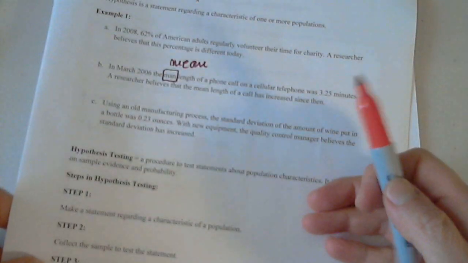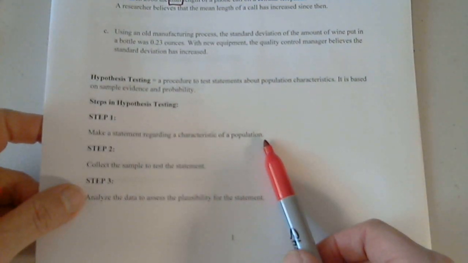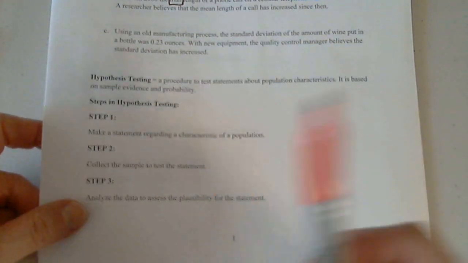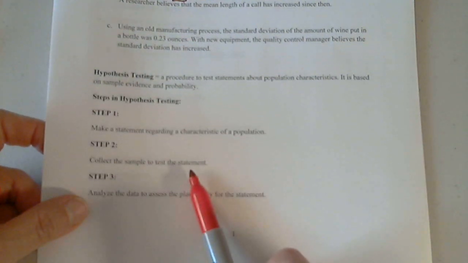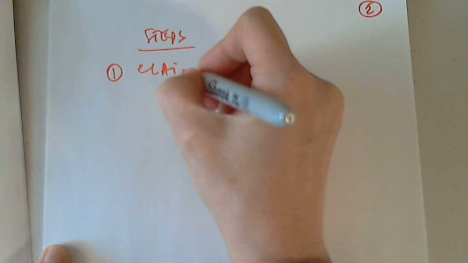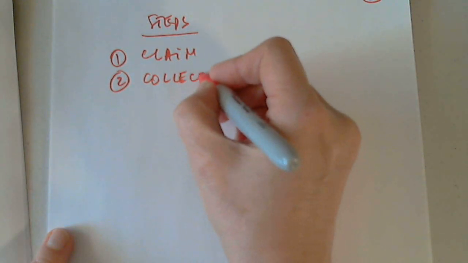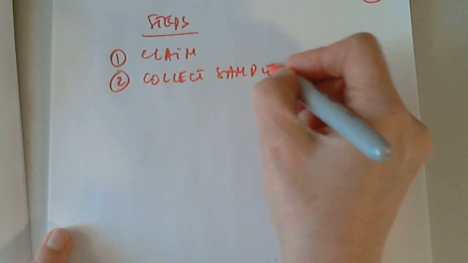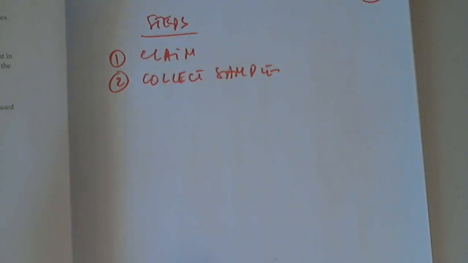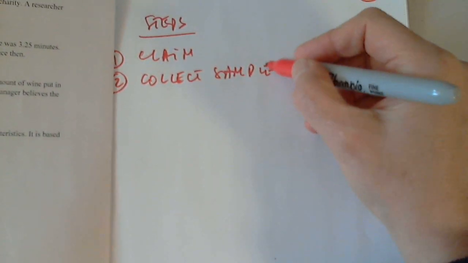Step number one, we make a claim, or someone makes a claim. If there is no claim, there is no reason to do a study. In step number two, we collect the sample. And it has to be a legitimate one. We're using a legitimate technique.